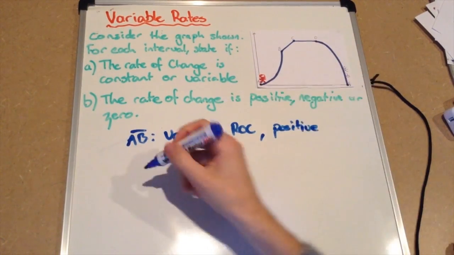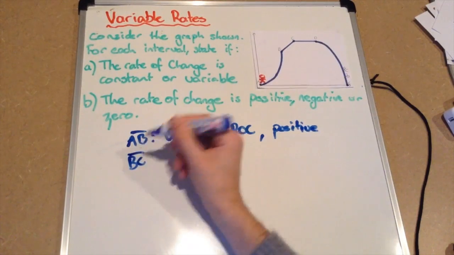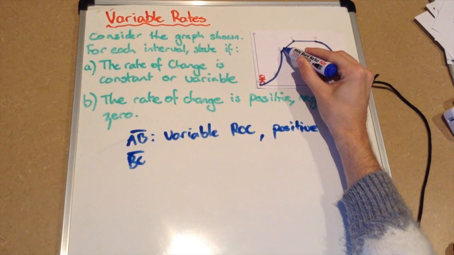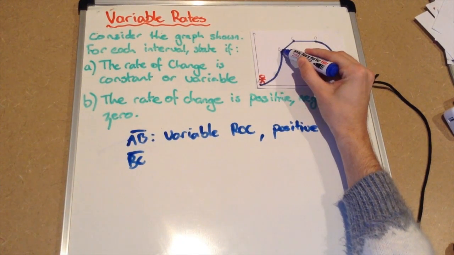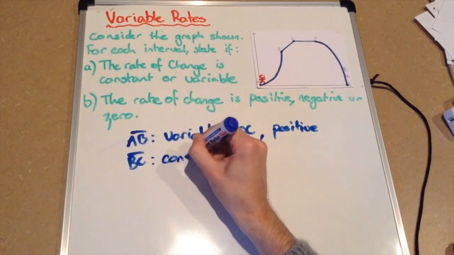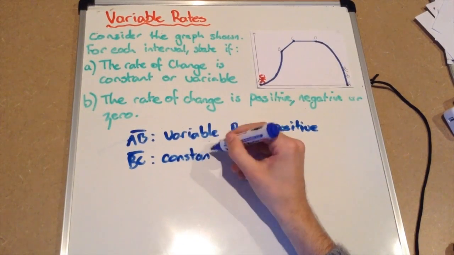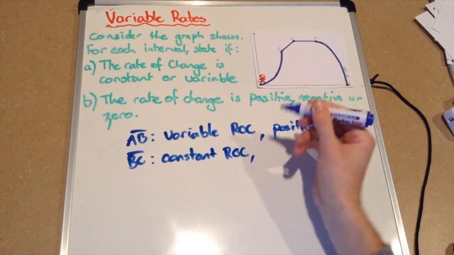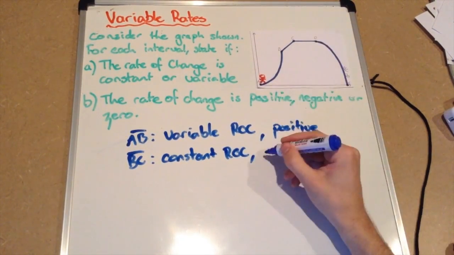Okay, let's have a look at from B to C. Alright, so for here, it can be seen that Walker Wally will be walking along a straight line. So therefore the rate of change is constant because it has the same gradient the whole way. And once again, he's walking uphill, so it will be positive.